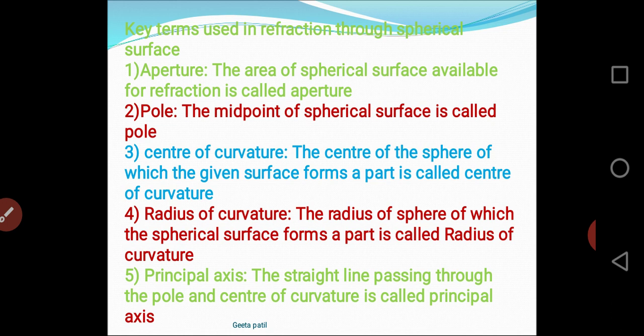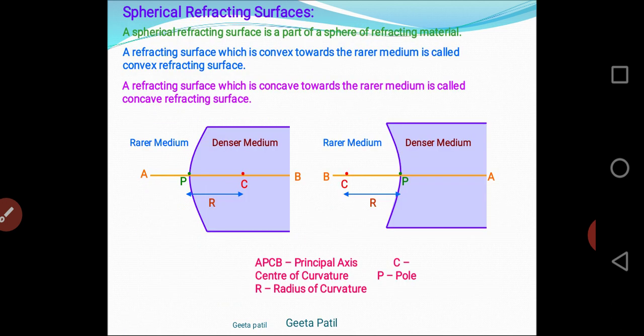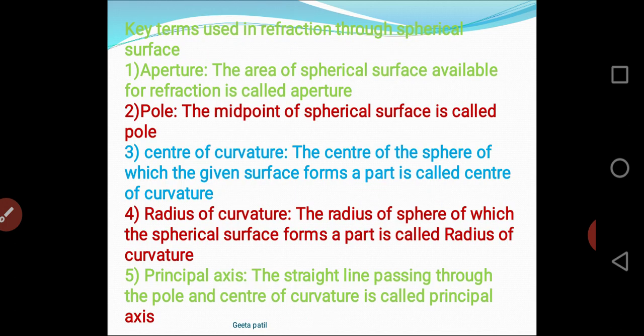First one is aperture, which is denoted by A. The area of spherical surface available for refraction is called aperture. Then pole: the midpoint of spherical surface is called pole. In this diagram, P is the midpoint of these two refracting surfaces and it is known as the pole of the refracting surface. Another very important term is the center of curvature.